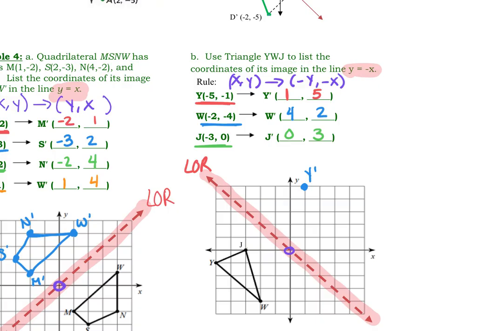W prime is at 4, 2. So we're going to go right 4, up 2. W prime goes right there. And then J prime is located at 0, 3. So we don't go left or right at all, but we're going to go up 3. And it lands right there. Connect those dots. And then sit back and look at the picture and make sure it looks right. Does it look right? Perfect. Beautiful.